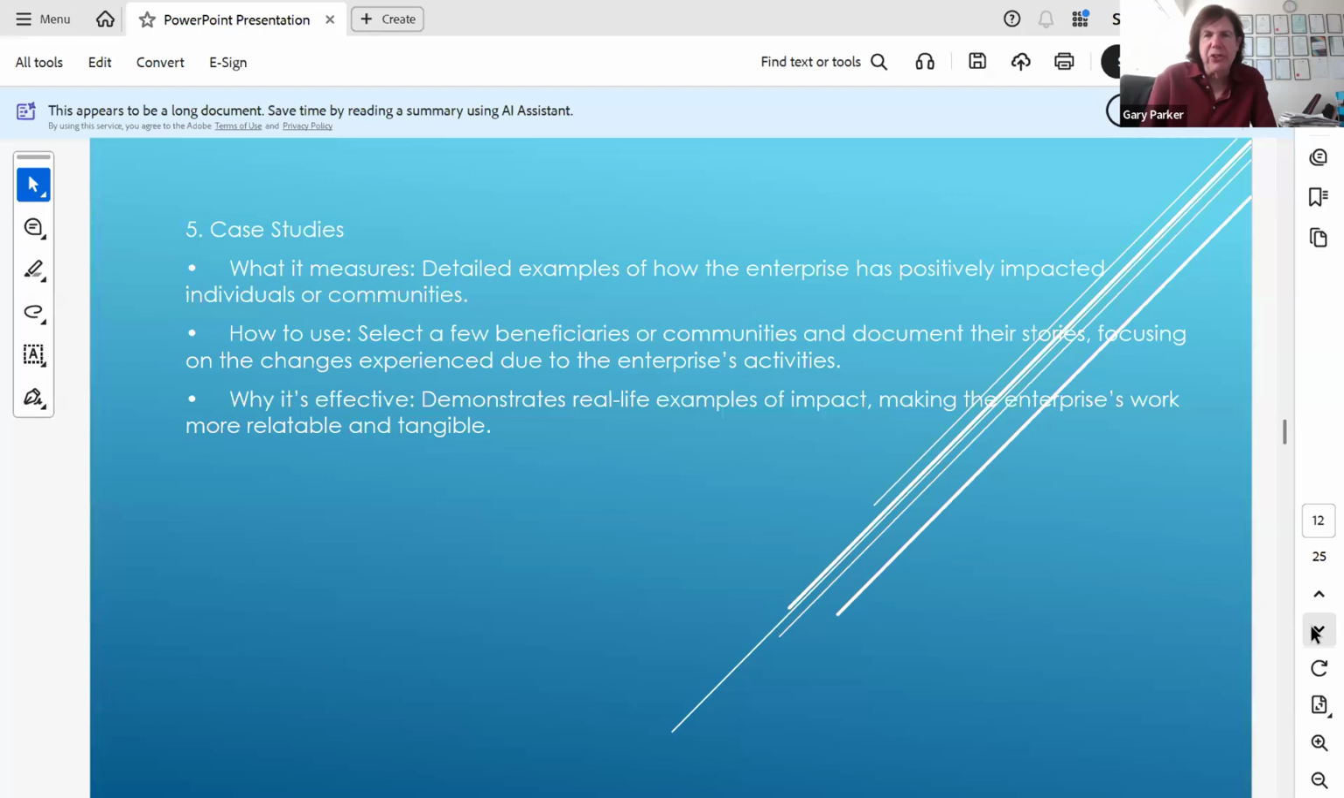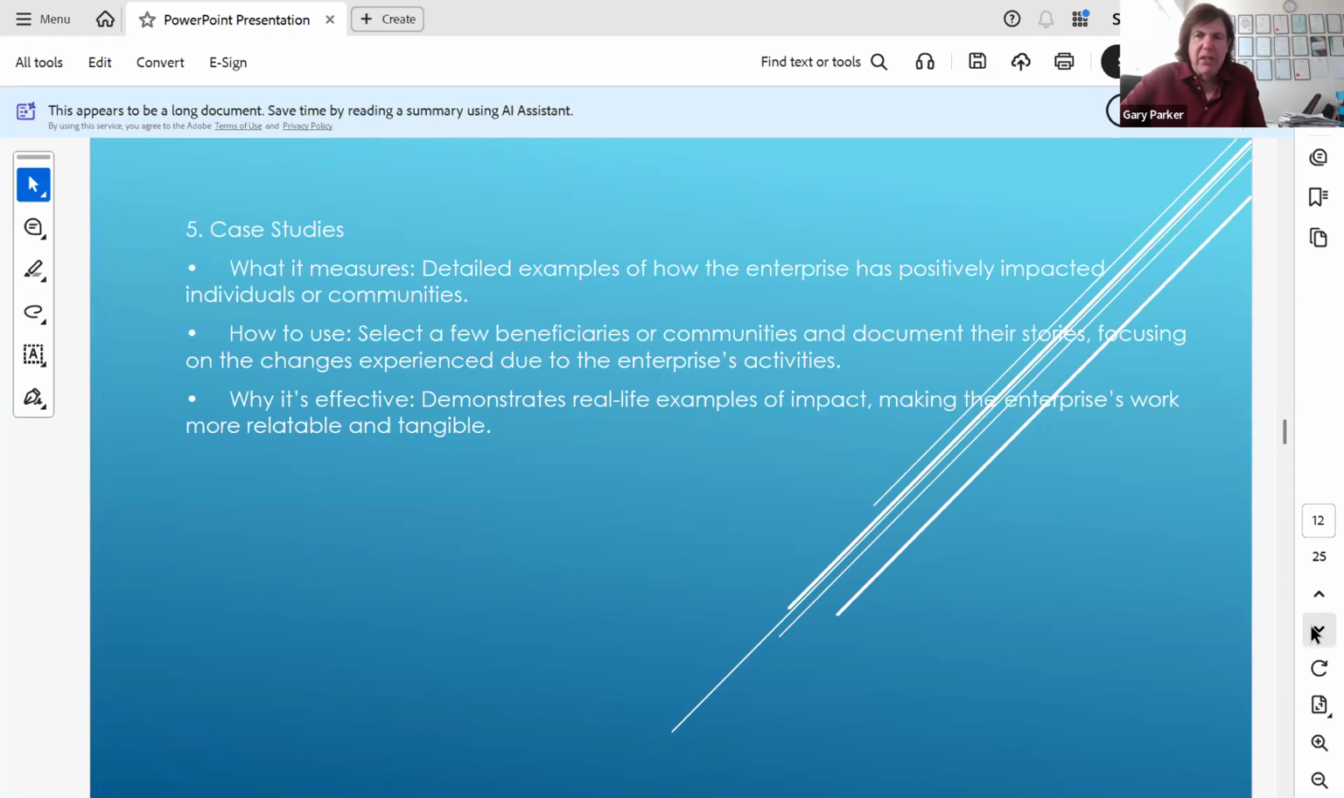You select a few beneficiaries or communities and document their stories, focusing on the change experienced due to the enterprise's activities. So, what support have you been able to give them, and what was the result of that support to the individual? Hopefully, it was a very positive one, and then you should detail the positive impact of that and what it was. Why it's effective: because it demonstrates real life examples of impact, making the enterprise's work more relatable and tangible, because you're not just dealing with data or statistics, you're dealing with people here.